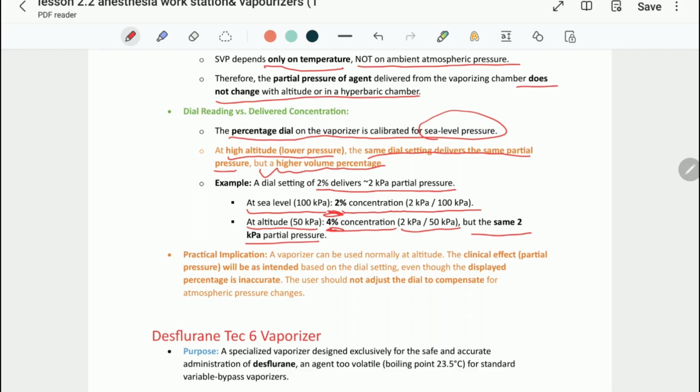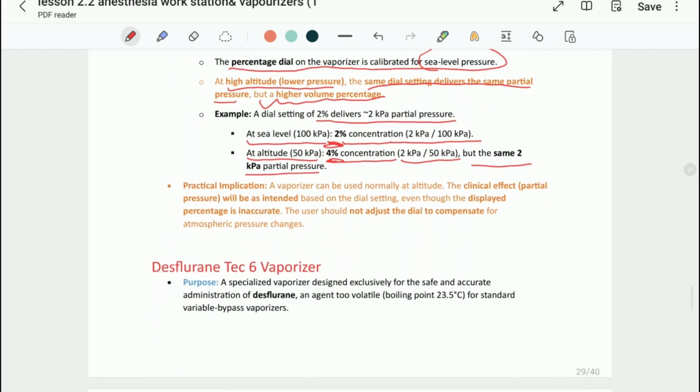Now, what are the practical implications? A vaporizer can be used normally at altitude. The clinical effect, which is induced by the partial pressure, will be as intended based on the dial setting, even though the displayed percentage is inaccurate. So, the user should not adjust the dial to compensate for atmospheric pressure changes. You will set the dial to the same concentration as you would at normal sea level.